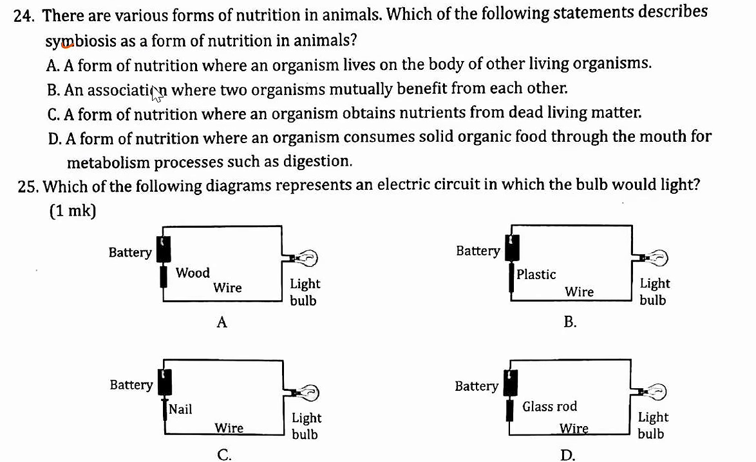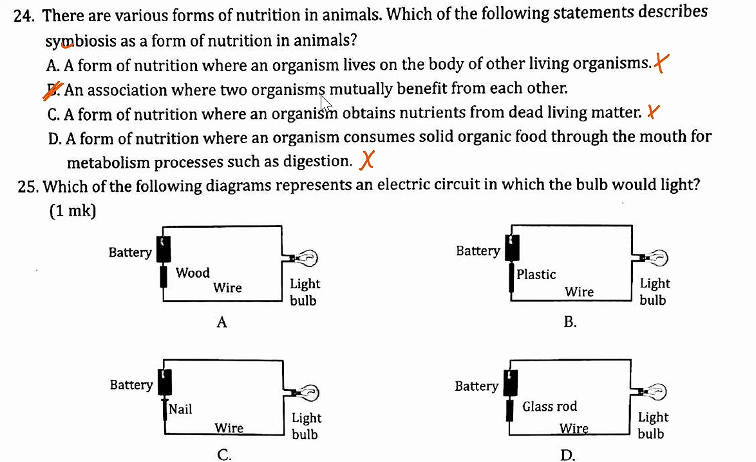Symbiosis. A form of nutrition where an organism lives on the body of another living organism. Not true. Part C, a form of nutrition where an organism obtains nutrients from dead living matter. Not true, we call it saprophytism. Part D, a form of nutrition where an organism consumes solid organic food through the mouth. Not true, this we call holozoic, and therefore we remain with B. Therefore the correct answer is B.